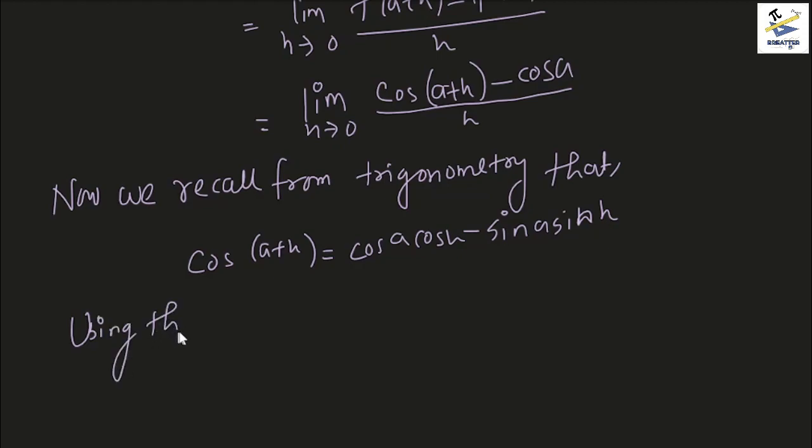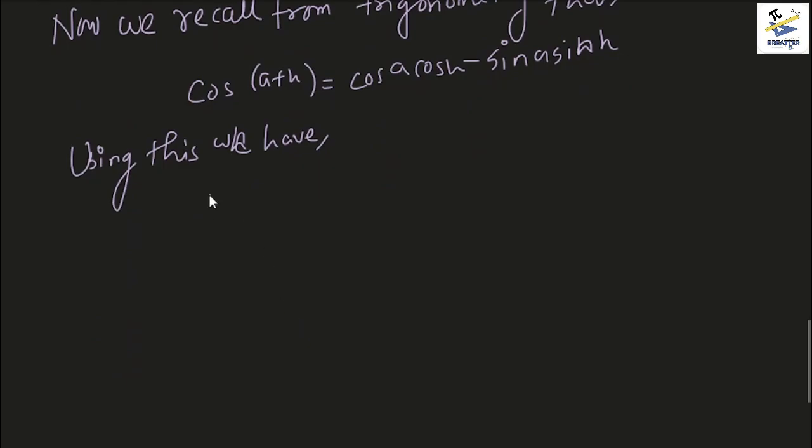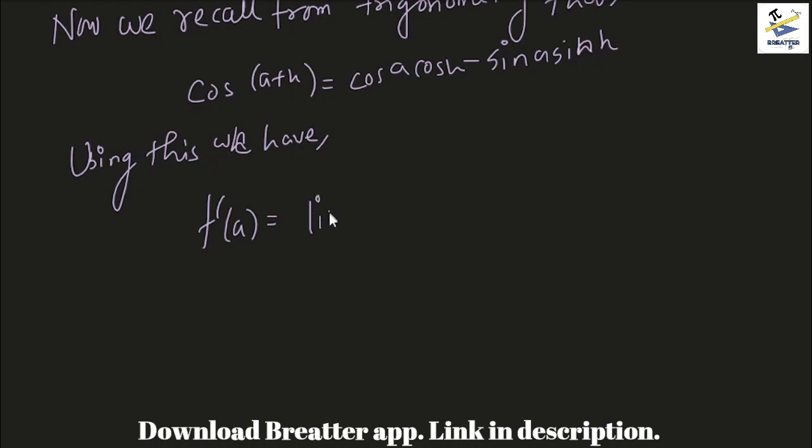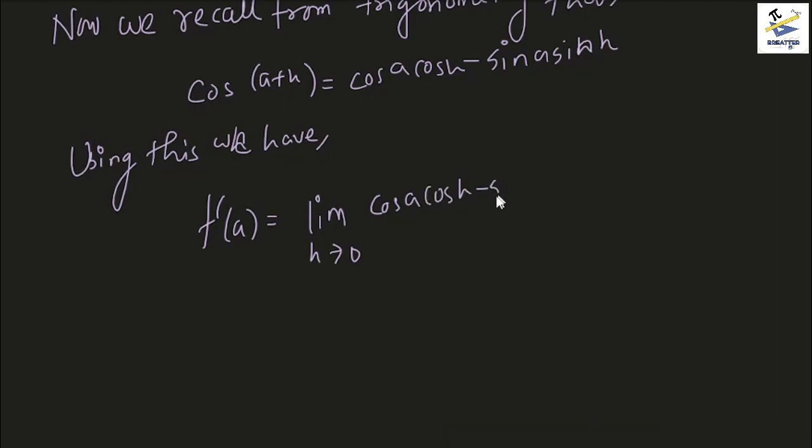Using this we have f dash a equals limit h tends to 0 of cos a cos h minus sin a sin h minus cos a divided by h.